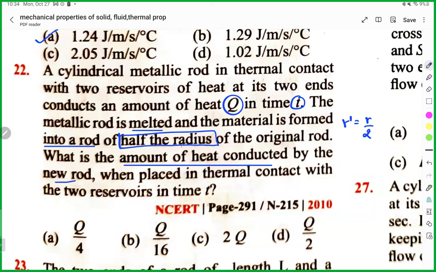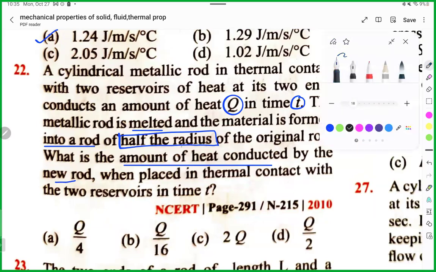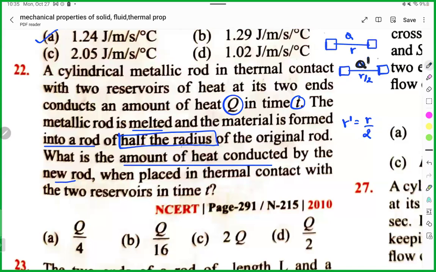It simply is that when you had the old rod, its radius was r and the amount of heat transfer was Q. If you reduce the radius by half, r by 2, what will be the new value of the heat transfer? Got it? That's all. Solve it.